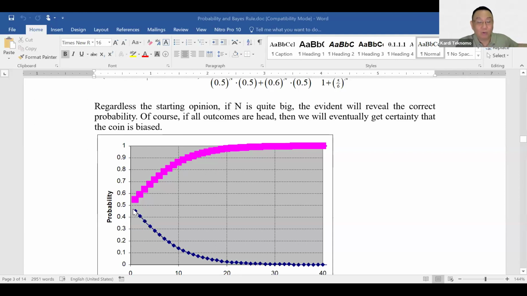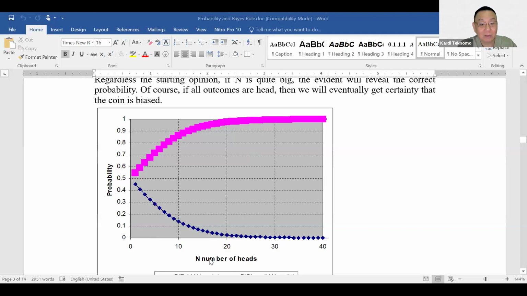Say when you flip n times, and it's always heads, then your opinion is revised over time that this is actually biased. This is clear. So Bayes' rule is used to revise our opinion.